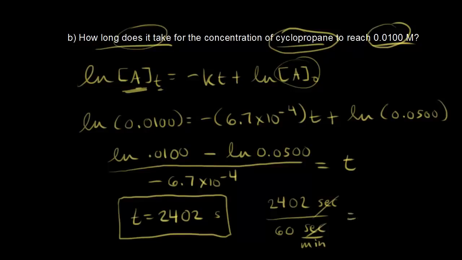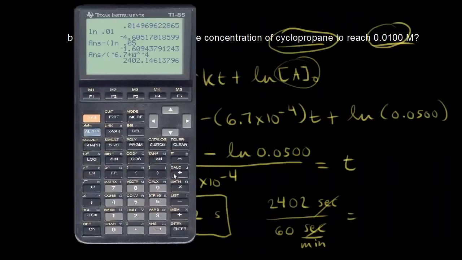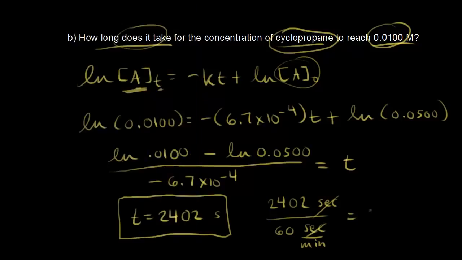And so we could do that really quickly on the calculator, or you could do that in your head, right? I'll go ahead and do it on the calculator just to show you, right? Let's take that and let's divide it by 60. Obviously, we're going to get pretty close to 40, right? So once again, that's something you could do in your head, but 40 minutes. So approximately 40 minutes is how long it would take to reach a final concentration of 0.01 molar.